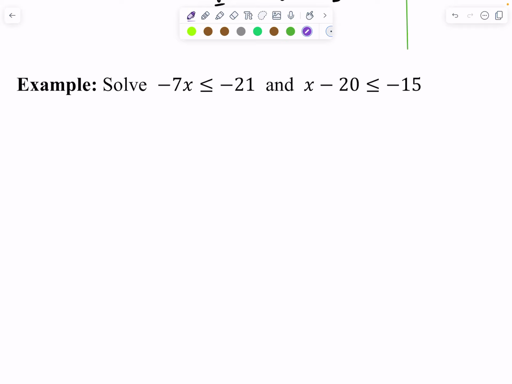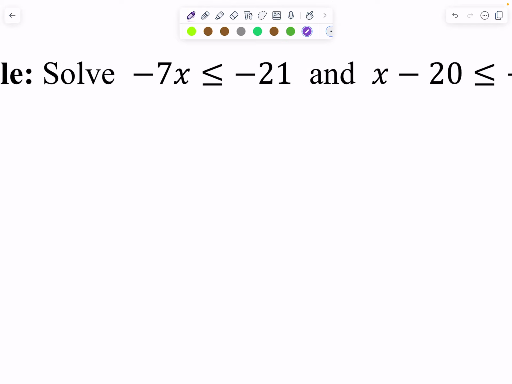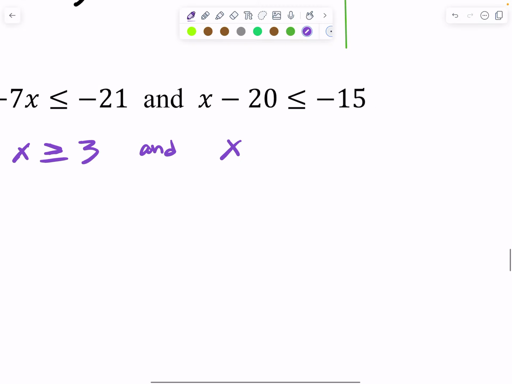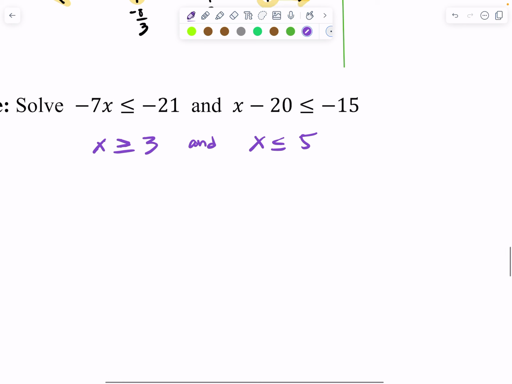Okay, and then one more. So in this first inequality, we would want to divide by -7 on each side of the inequality. So we need to remember to switch the direction of the inequality symbol. And then adding 20 to each side of the inequality. And this is an and statement if we think about rewriting this in the more compact form of the inequality.